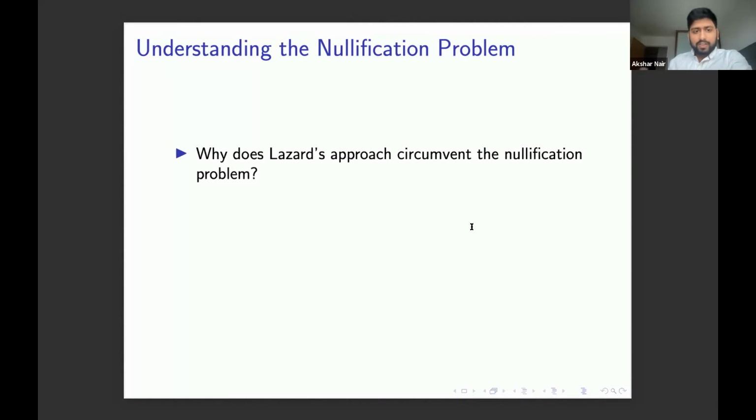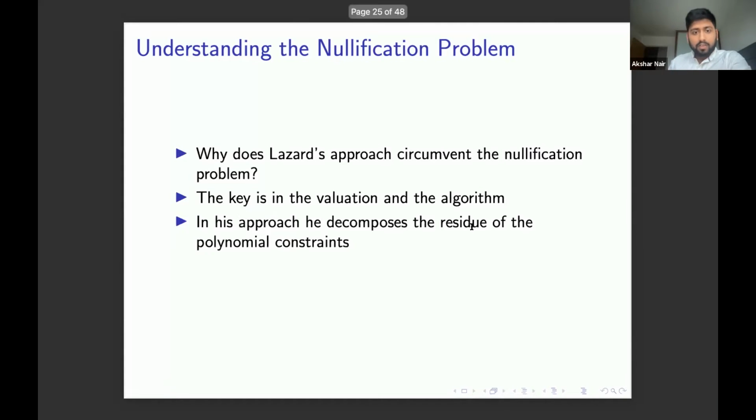So why does Lazard's approach circumvent the nullification problem? The key is in the valuation and the algorithm. In his approach, he decomposes the residue of the polynomial constraints, as compared to the polynomial constraints in McCallum's approach. So in McCallum's approach, he was just trying to decompose the polynomials. In Lazard's approach, he was trying to decompose the Lazard residue, as compared to the polynomials themselves.